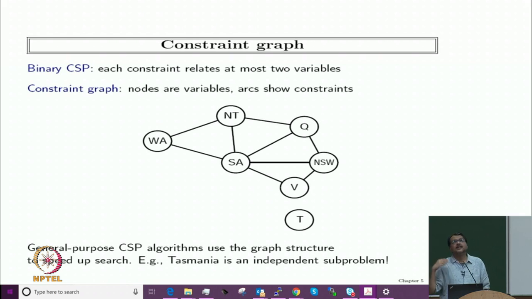Of course, lots of new variables need to be created, so there is a blow up. But in our course we will not talk about more than binary CSPs. If anything, we will talk about converting them to binary CSPs. That is about it. All the algorithms that we will study will be about constraints which are between two variables only.